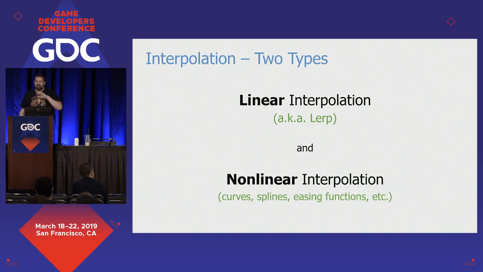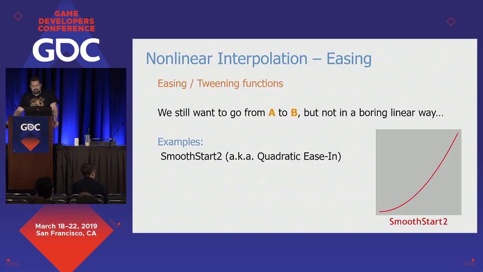All right, so generally we have linear interpolation and nonlinear interpolation. We're going to use both very heavily in all of these easing functions, curves, splines. Okay, so for nonlinear interpolation, generally our most common example will be easing functions or tweening functions. So we want to go from A to B, but not in a boring way. So here on the right of this graph, we start at 0, we end at 1, but in the middle it's more interesting. It's not just a straight line.